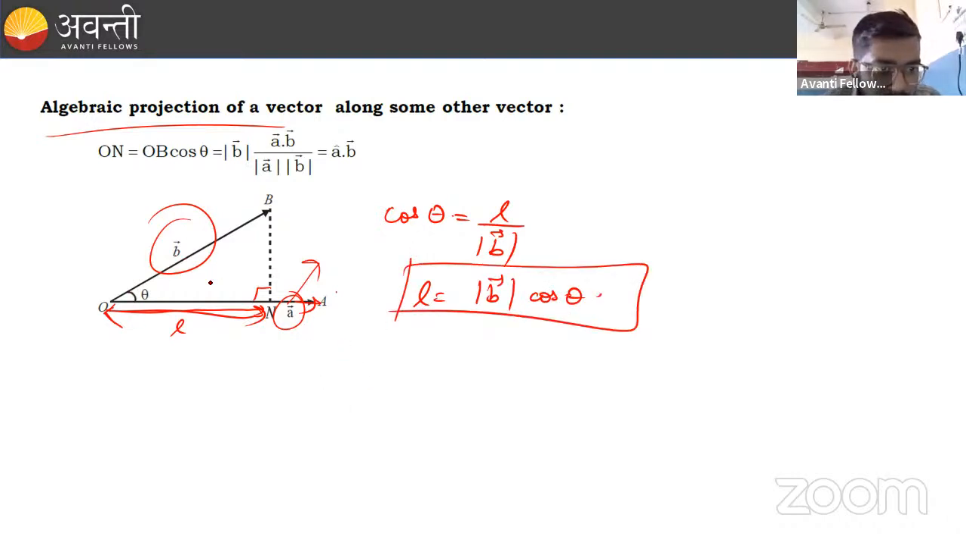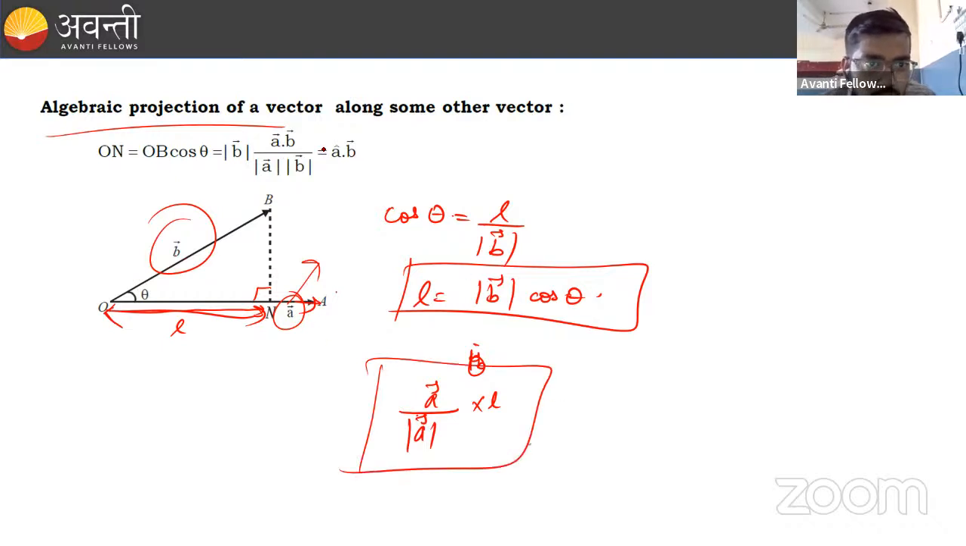Now you know the length of the projection. You just need to multiply by the direction, which is a unit vector in the direction of a bar, into L, right? Then what do we get? We get the projection. So we just need to find L. L is mod of b bar cos theta, right? L is mod of b bar cos theta. So L can also be found.